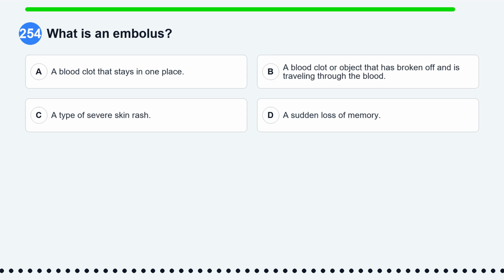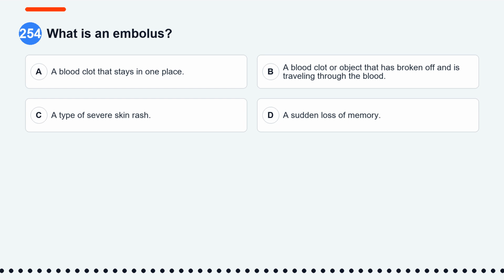Question 254. What is an embolus? Option A. A blood clot that stays in one place. Option B. A blood clot or object that has broken off and is traveling through the blood. Option C. A type of severe skin rash. Option D. A sudden loss of memory.